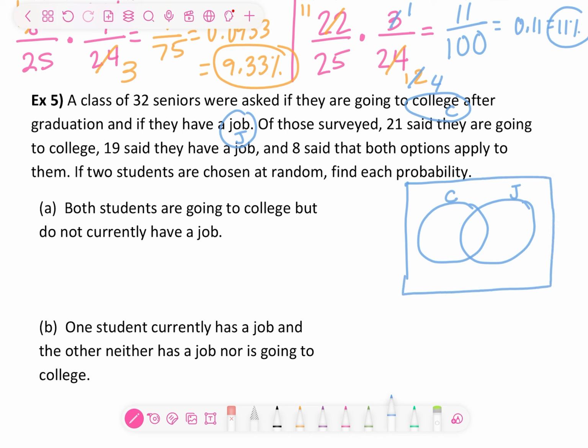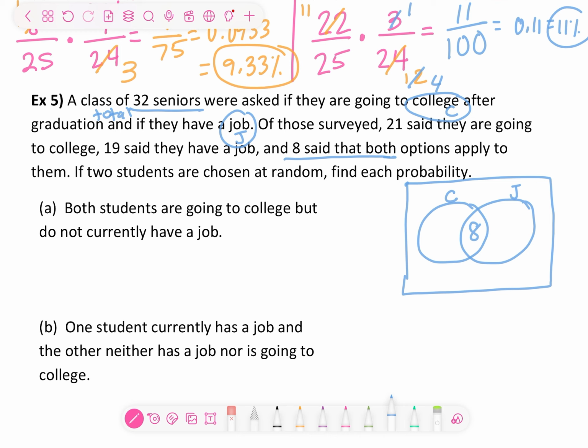And it says there was 32 seniors, so that's the grand total. So that's how many need to be in our box in total. We always start with the intersection. So it says that there's 8 people that said both options apply to them. So there's 8 in the intersection.